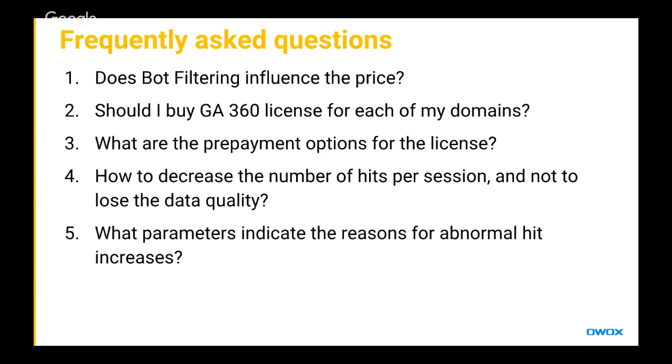Okay, so the last question is: what parameters indicate the reasons for abnormal hit increases? These increases can be tracked by views, event type, content page group, and so on. So you can find the reason and the cause of the abnormal hit level just by taking a look at your data and comparing it by event type or by view. And let us show you how we do it for our clients.